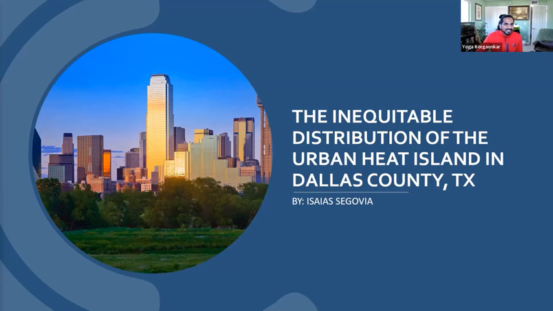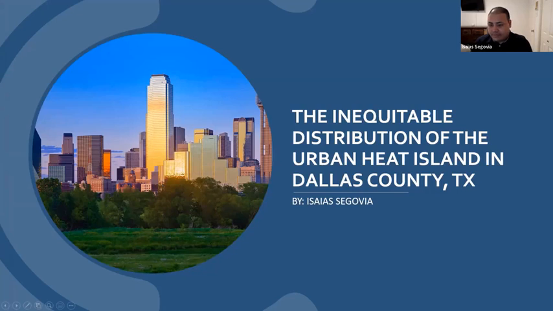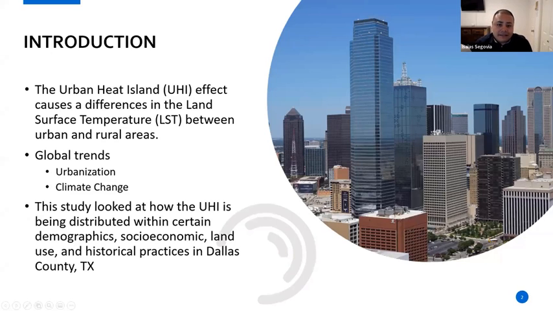Thank you. My name is Isaias Segovia, and the title of my project was the inequitable distribution of the urban heat island in Dallas County, Texas. The urban heat island effect causes a difference in the land surface temperature between urban and rural areas, with urban areas having a higher UHI temperature than rural areas due to the building materials having a lower albedo than vegetation.